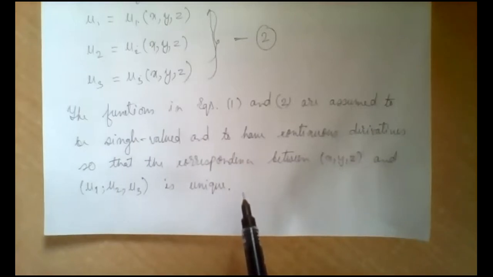But in practice, this assumption may not apply at certain points. For example, in our cylindrical coordinate system, for any point on the z-axis, the phi value is indeterminate. Okay, so let us continue. So we have done a conversion from cylindrical coordinates to rectangular coordinates.